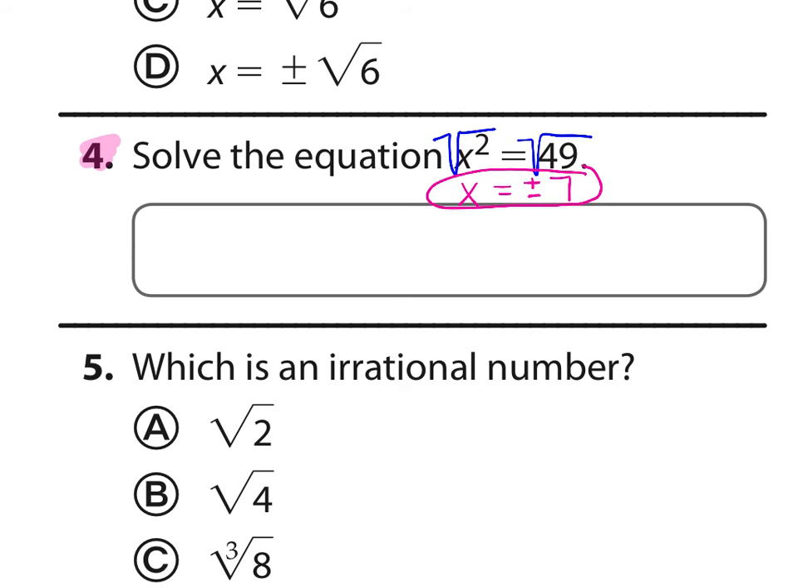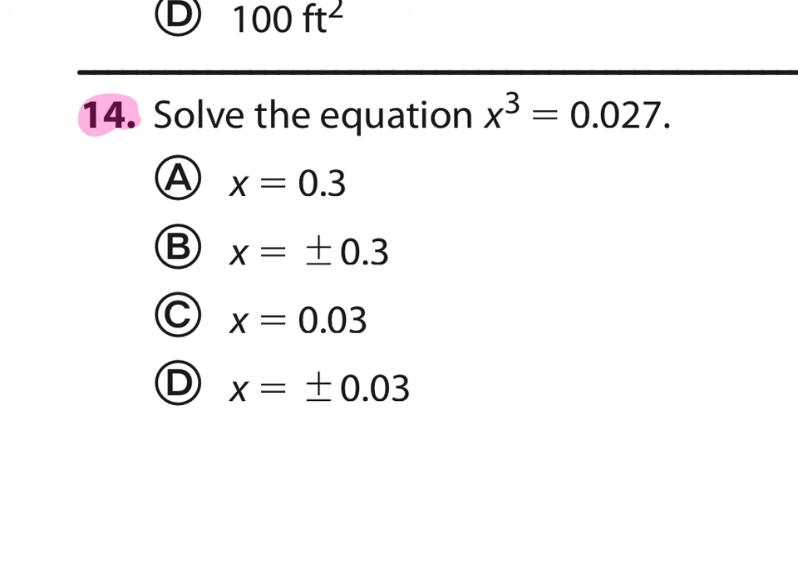And here is why. If I were to plug them both into x squared equals 49, if I plug in 7 and square it, that equals 49. If I plug in negative 7 and square it, that also equals 49. So we get positive or negative 7. Number 14, solve the equation x cubed equals 0.027.